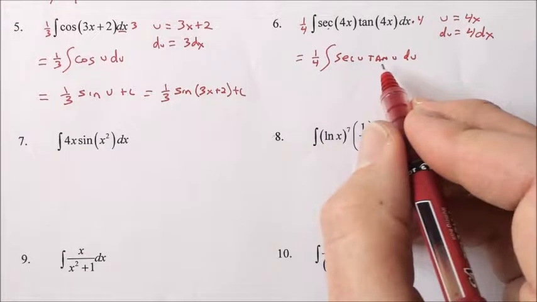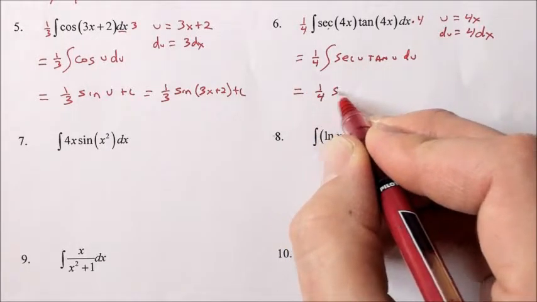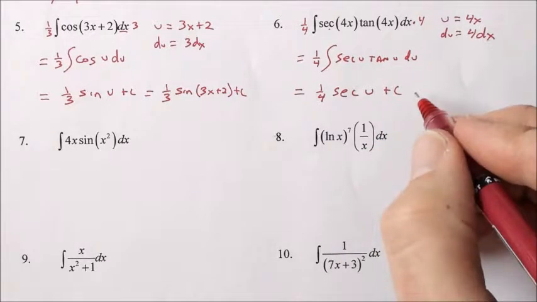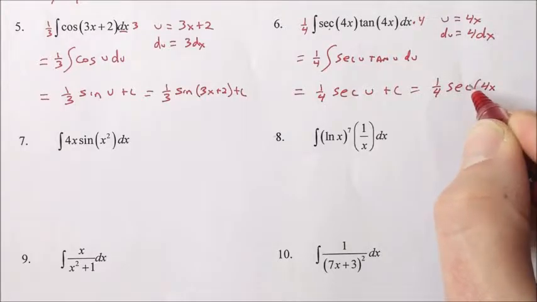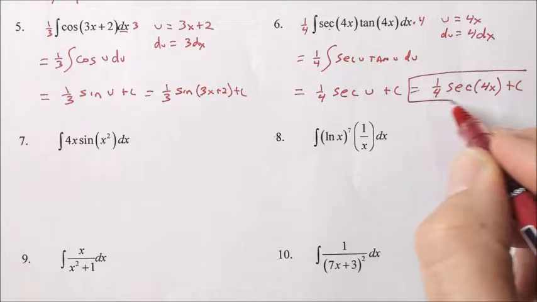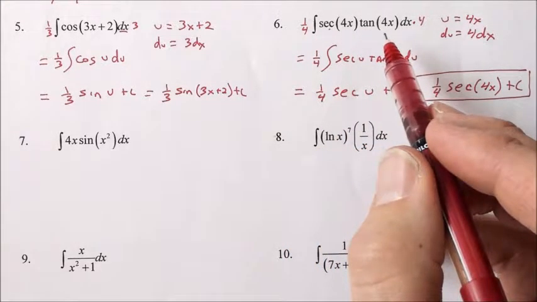Alright, secant tangent's antiderivative is secant, so we have 1 quarter times the secant of u plus C. u is 4x, so we have 1 quarter times the secant of 4x plus C, and again, if we differentiate this, we'll end up with secant 4x tangent 4x.